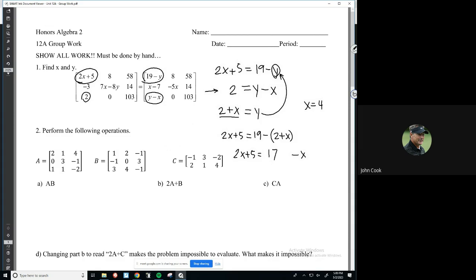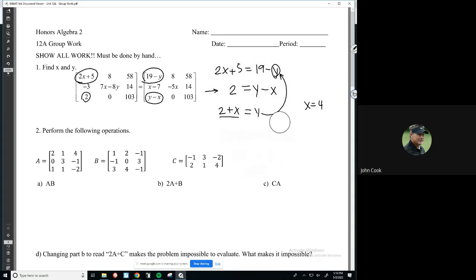And then if I were to add x to both sides, I'd get 3x. And then if I were to subtract 5 from both sides, I'd get 12. And see, I get x equals 4 again. And I can start the process anew. I can solve for y again, and y will be 6. Either way I want to do it.